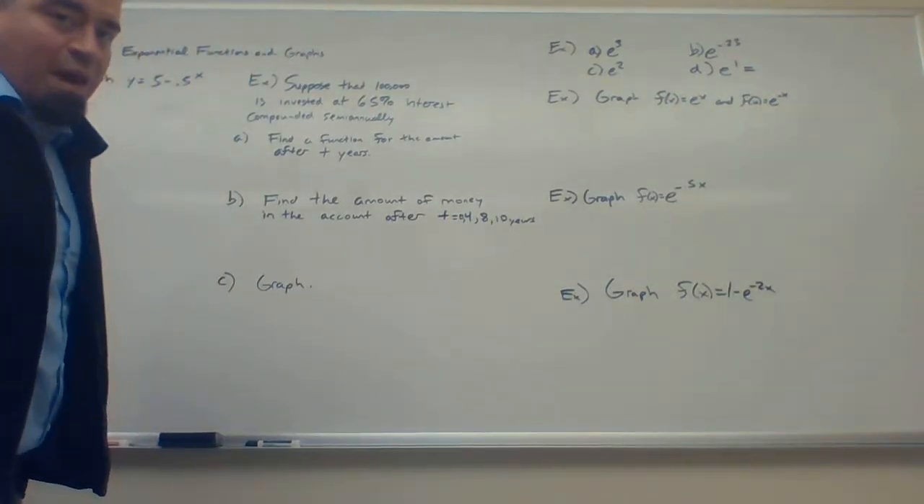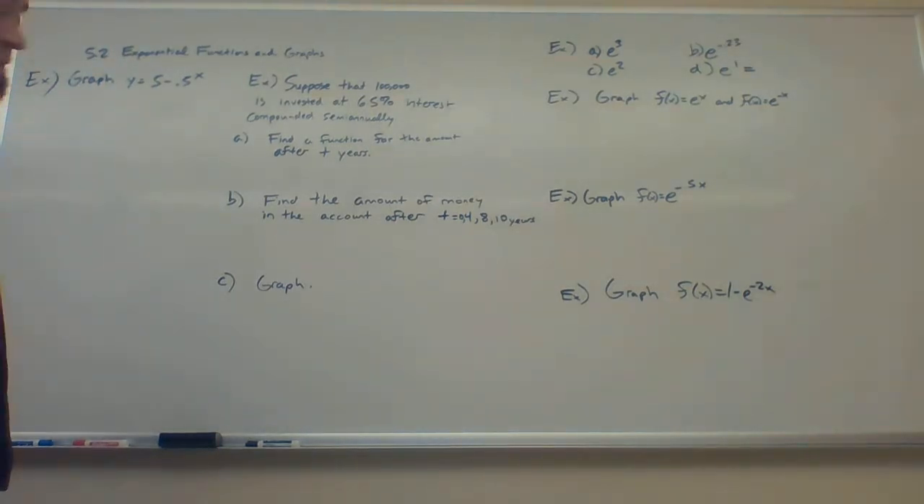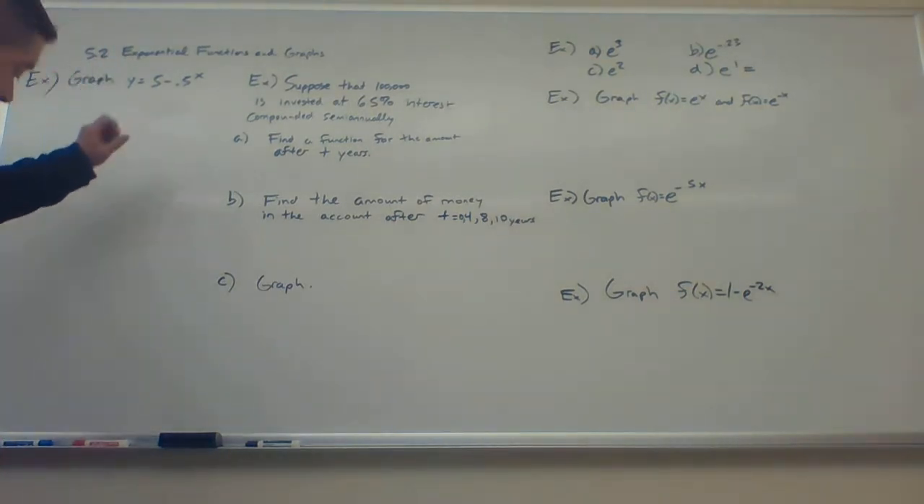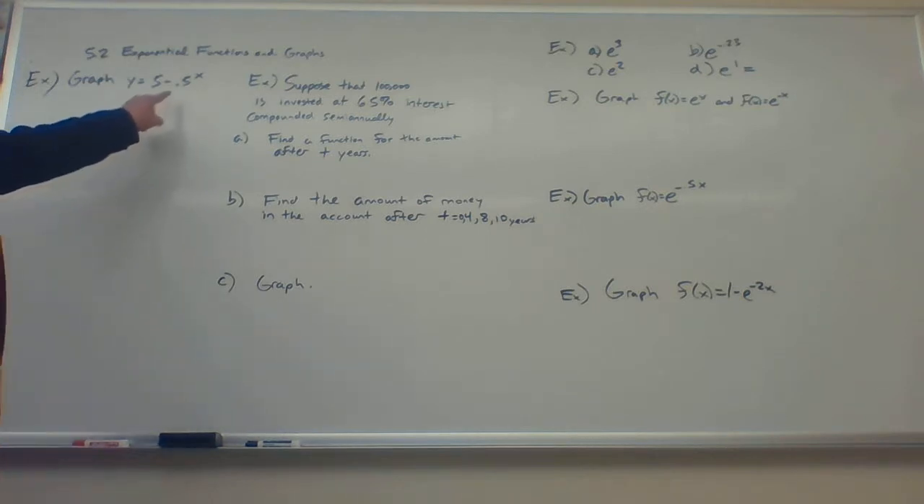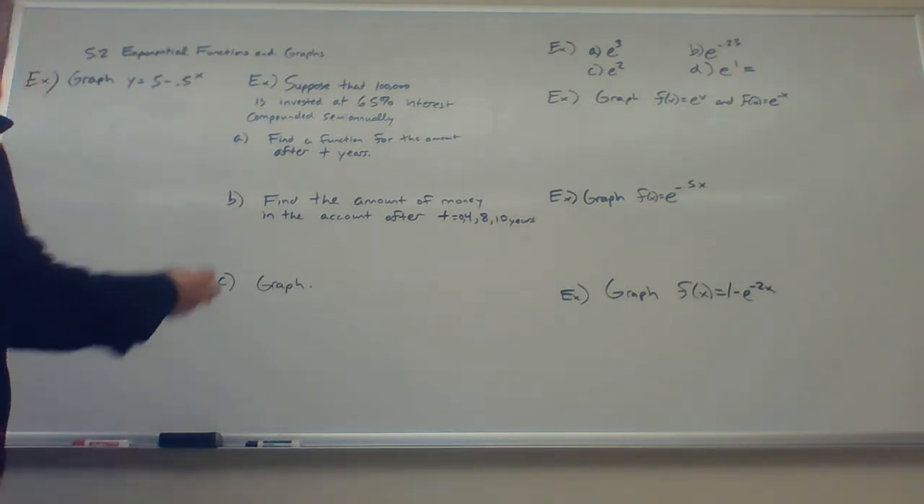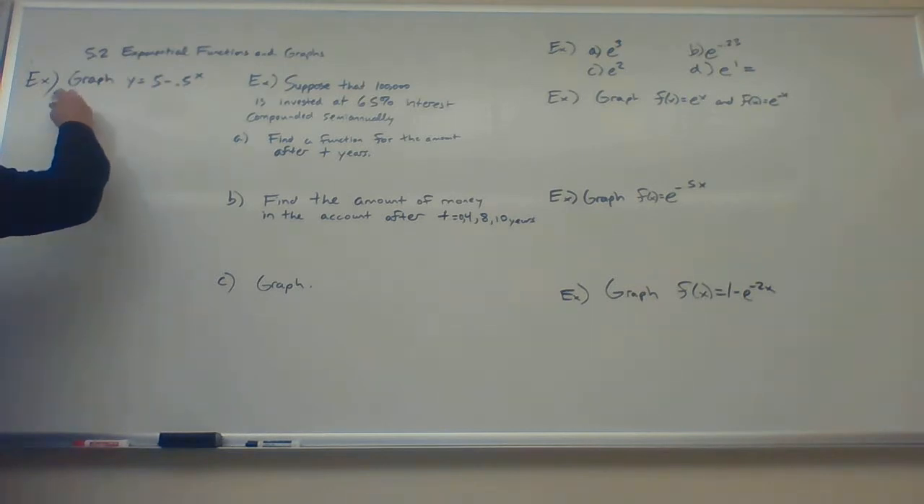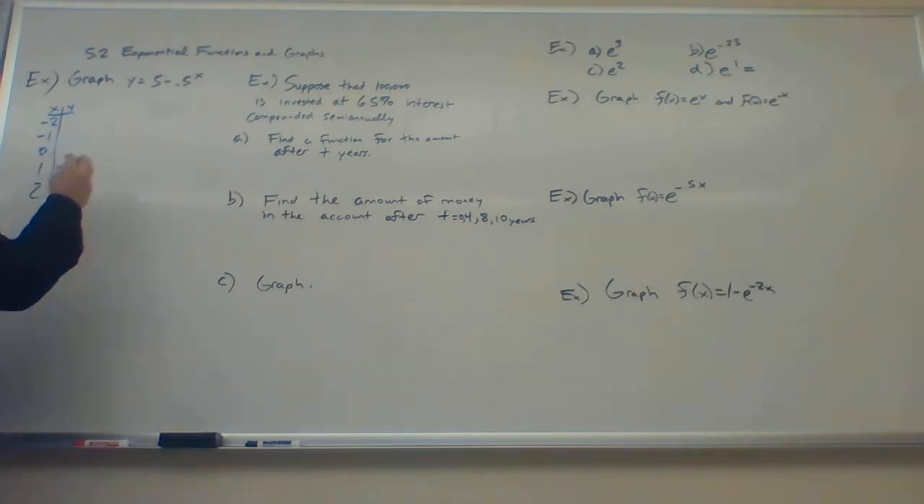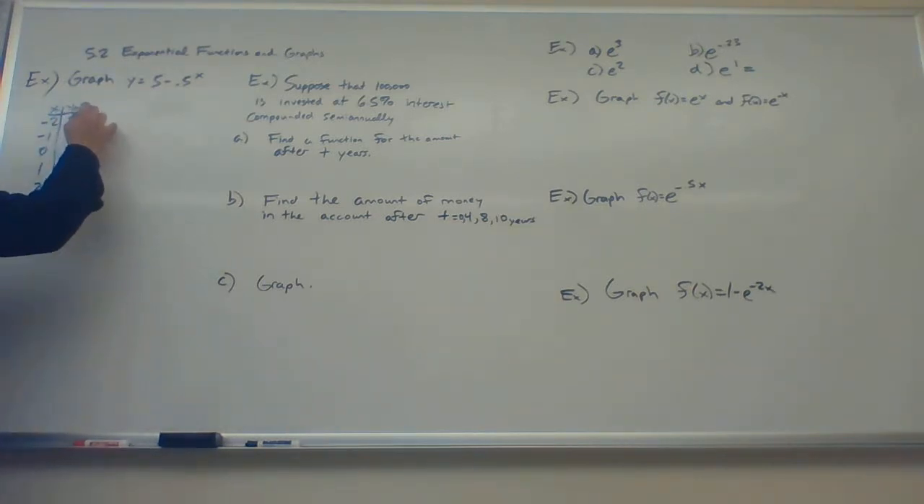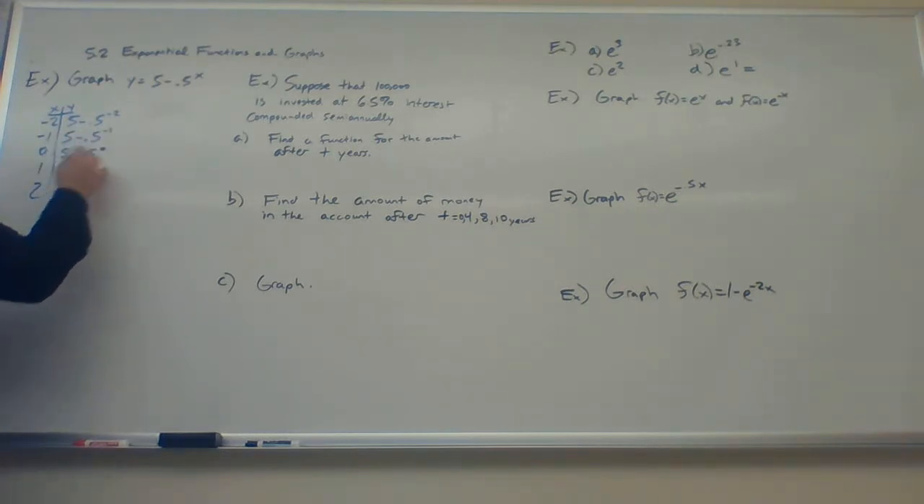Okay, so now on to the back side of the 5.2 notes, which starts with a little more graphing. So here I'm going to use my go-to points for x, which we would say -2, -1, 0, 1, and 2. Just plug it in. 5 minus 0.5 to the -2. 5 minus 0.5 to the -1. 5 minus 0.5 to the 0. 5 minus 0.5 to the 1. 5 minus 0.5 to the 2.